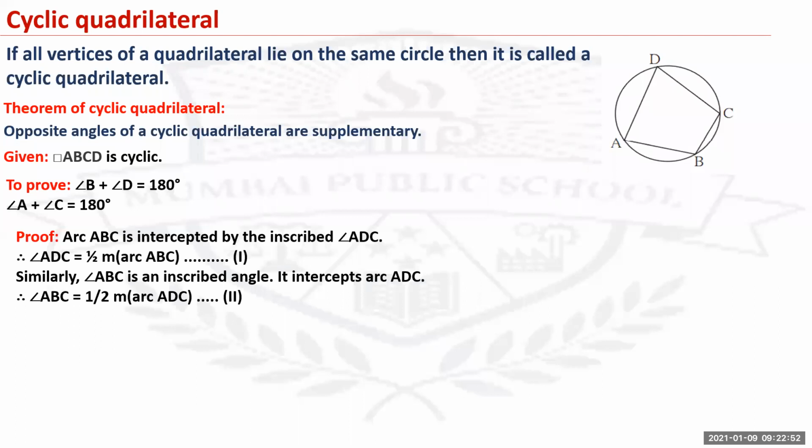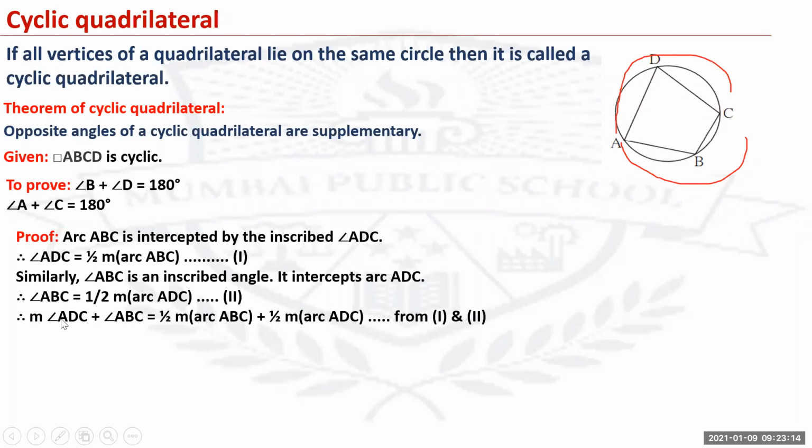Now, if you combine both the statements, check, you've got arc ABC and arc EDC. Understand? When you add these two arcs, this value is going to be equal to the value of the complete circle. So, measure of angle EDC plus angle ABC equals half measure of arc ABC plus half measure of arc EDC. From statements 1 and 2, we are going to add 1 and 2.